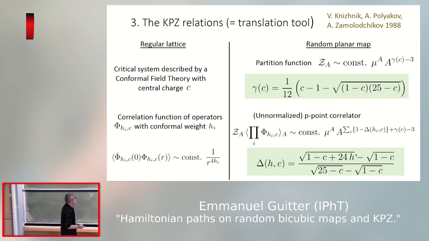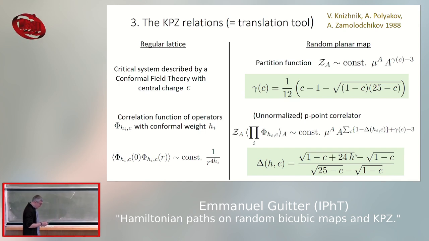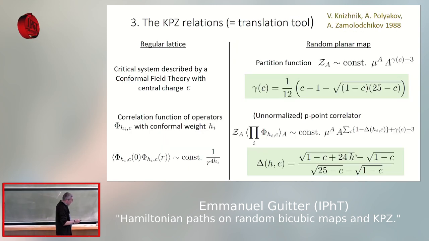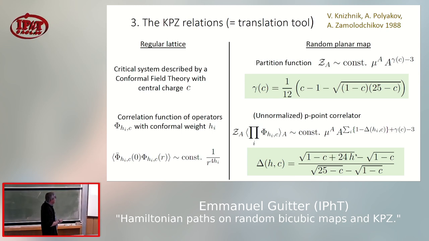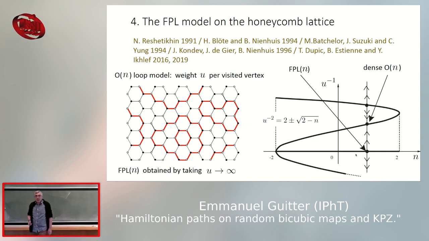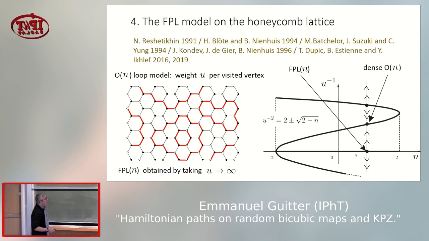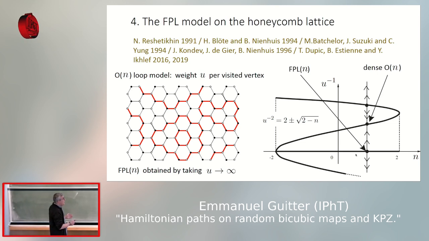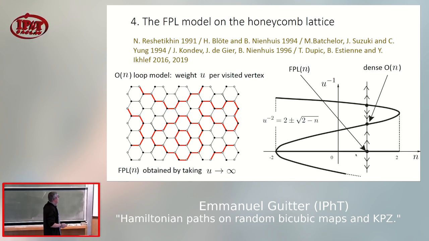So these are the two KPZ relations. With this relation, what it tells us is that if I know things about the regular lattice, I know things about the random lattice. So in our problem, this means that I have to look at what I know about the FPL model on the Holcomb lattice. And then I will apply the KPZ formula to tell me what it gives me for my little problem.